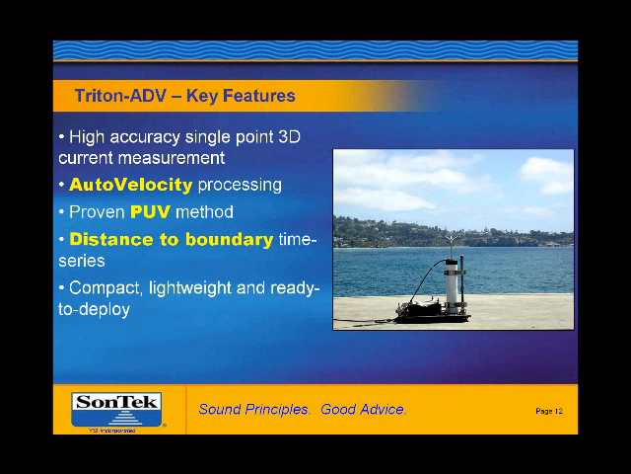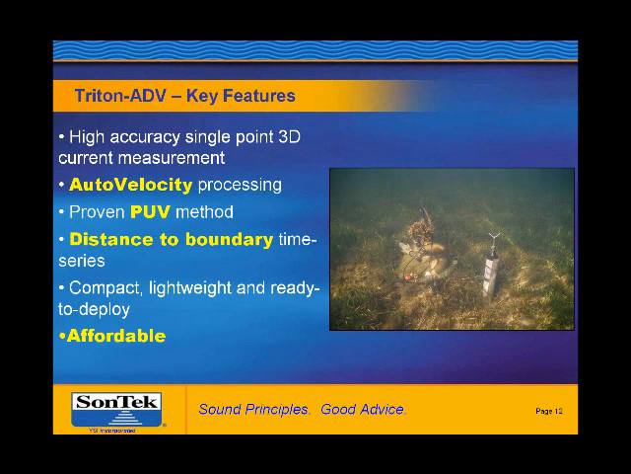Another nice feature of the Triton, as you can see from this image, is that it is a very compact and lightweight system. The entire system is shown here on the screen, and it's only 70 centimeters long. It's only about 10 centimeters in diameter, and it only weighs in air 3.2 kilograms. So it's very lightweight and ready to deploy. And of course, to top the list, it's a very affordable system. The cost for a Triton-ADV is about 50% less than what a similar acoustic Doppler profiler goes for, which leaves you a little extra cash to buy some other instruments.